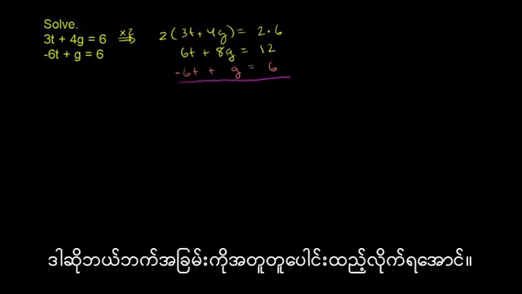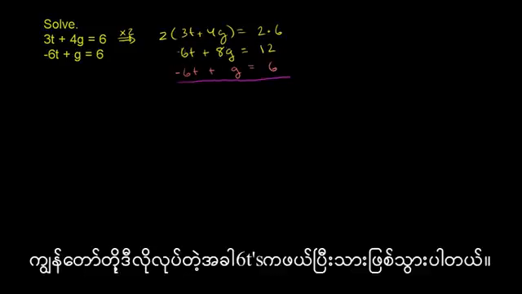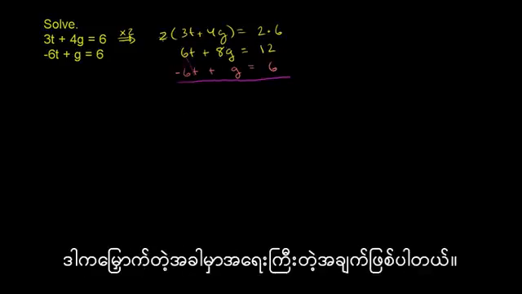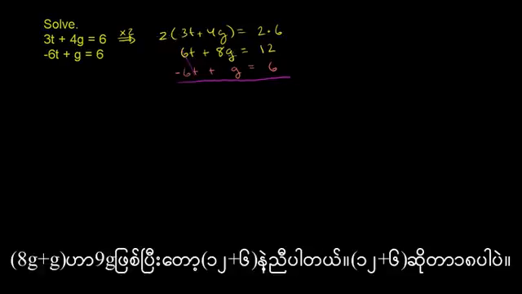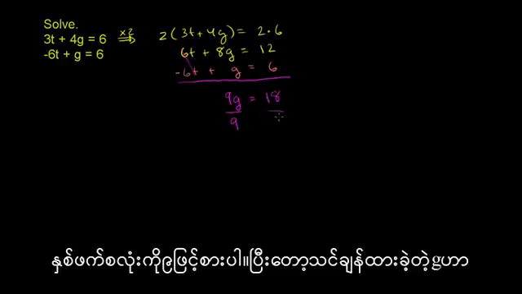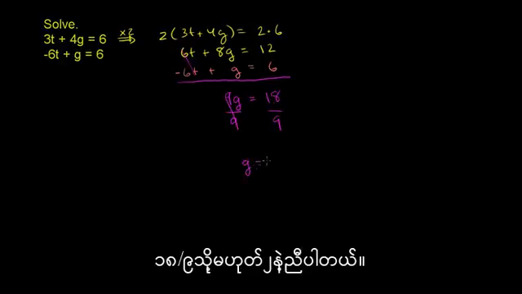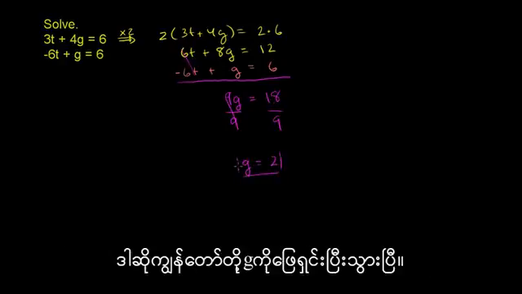So let's add the left-hand sides together. When we do that, these 6t's cancel out. That was the whole point behind multiplying this first equation by 2, so that the 3t becomes a 6t. And we're left with 8g plus g is 9g, is equal to 12 plus 6, which is 18. Divide both sides by 9, and you are left with g is equal to 18 over 9, or 2. So we've solved for g.